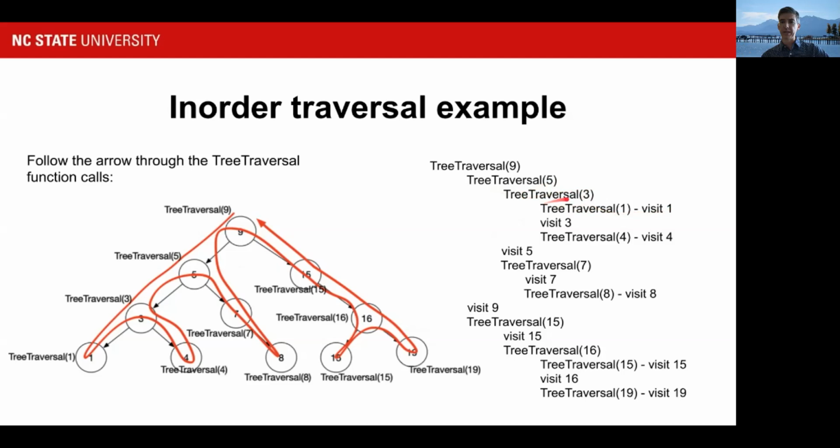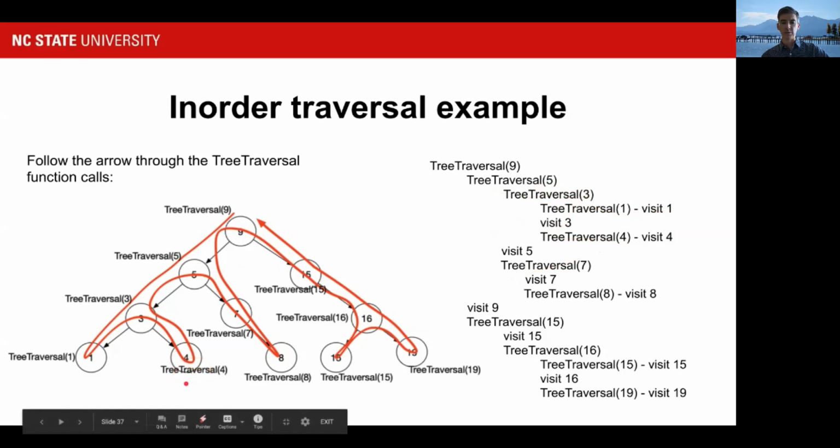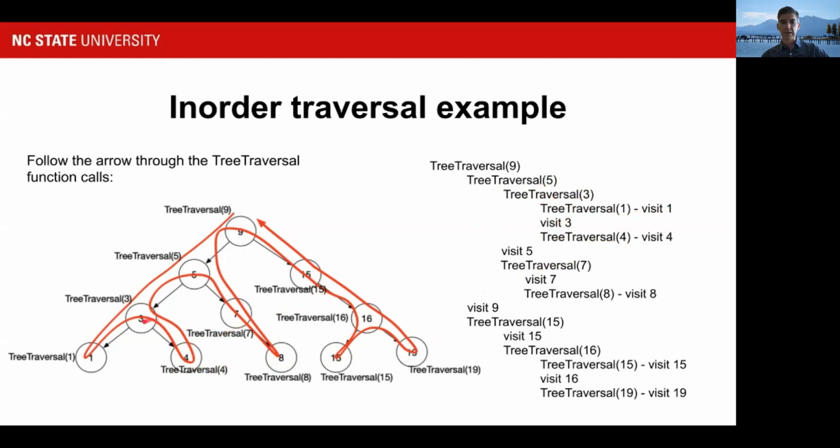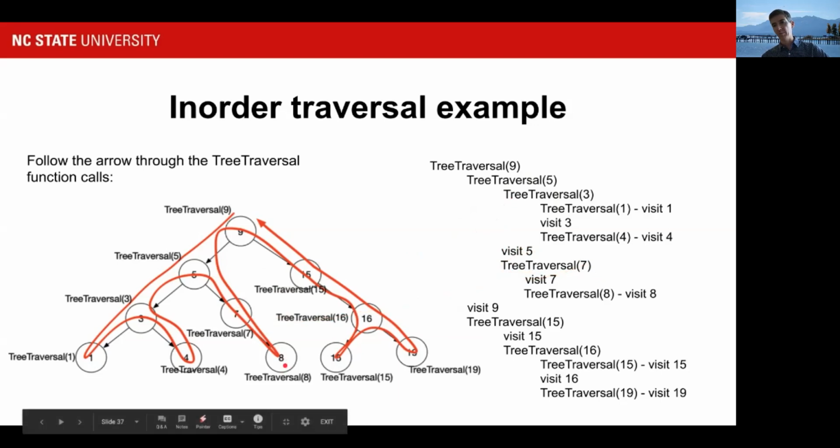And when we return back to node 3, we would then visit 3 and then call tree traversal on 4. And likewise, 4 has no children, so it would be done. And it would return back to 3. And when it came back to 3, we had done all of the subtrees we needed to do, and it would just return back to 5. And then at 5, we would visit 5 and then call tree traversal on 7, which would visit 7 because it doesn't have a left subtree. And then it would call tree traversal on 8, and we would visit 8.